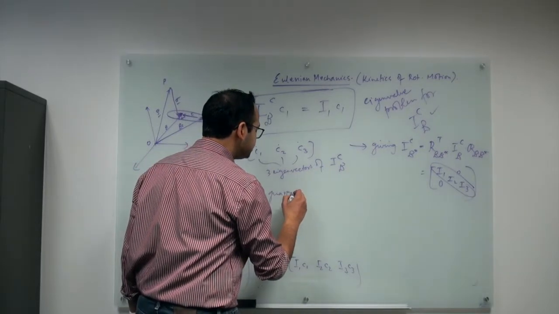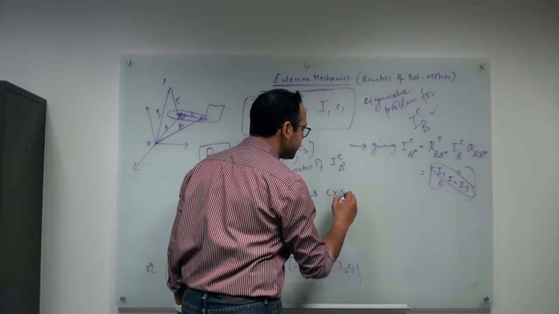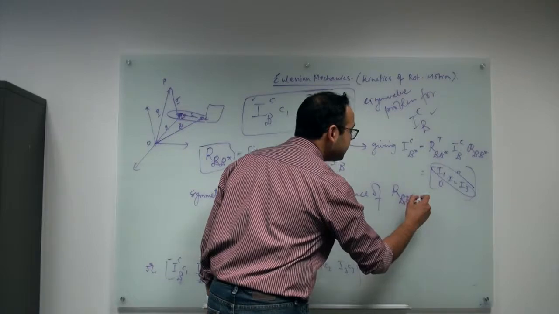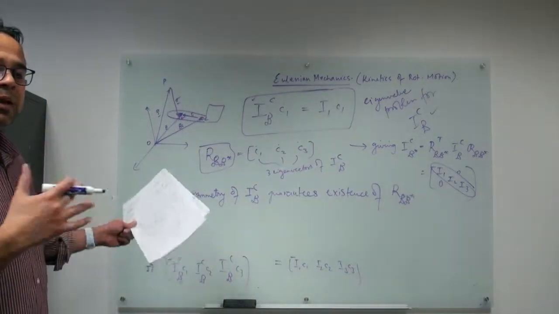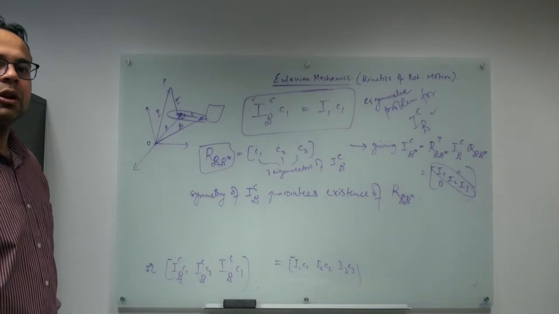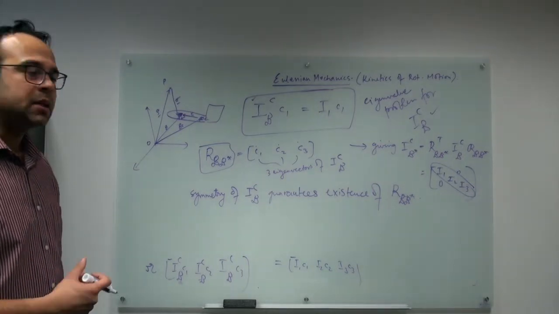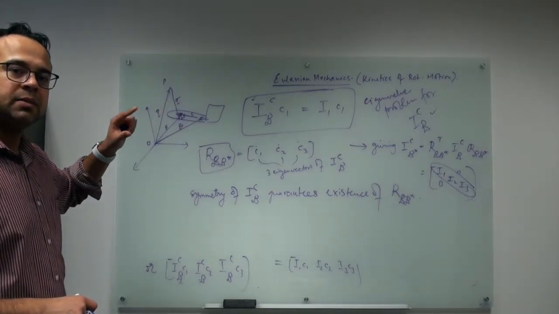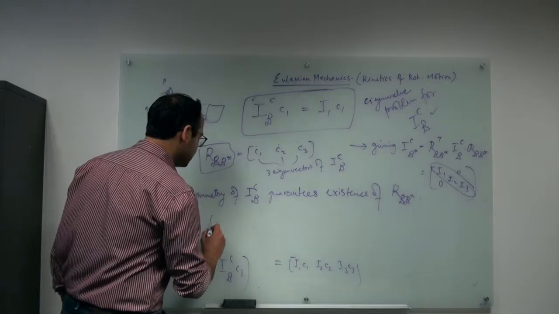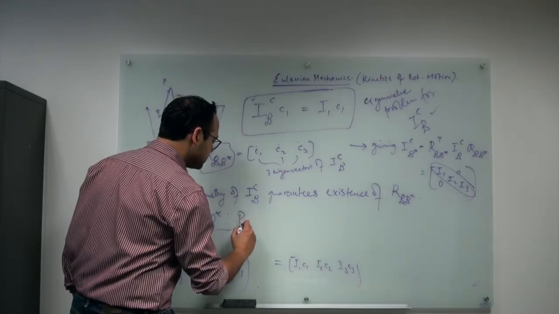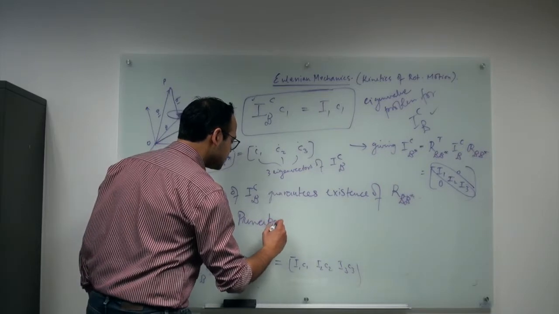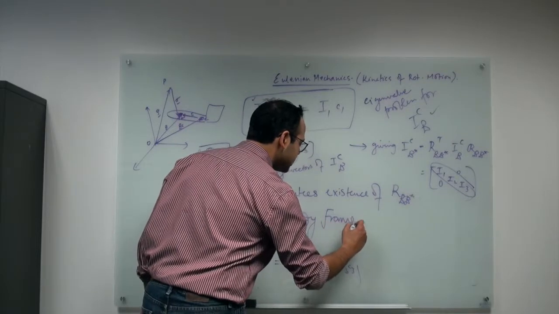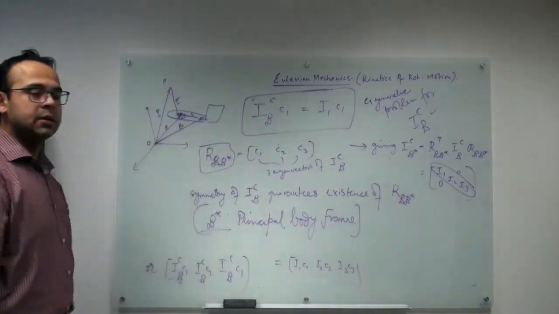Guarantees existence of R BB star, and therefore essentially it guarantees the existence of this special body frame in which the inertia matrix is diagonal, right? So given any structure, you're guaranteed to find this special body frame known as the principal body axis, in which the inertia matrix of that object is diagonal.